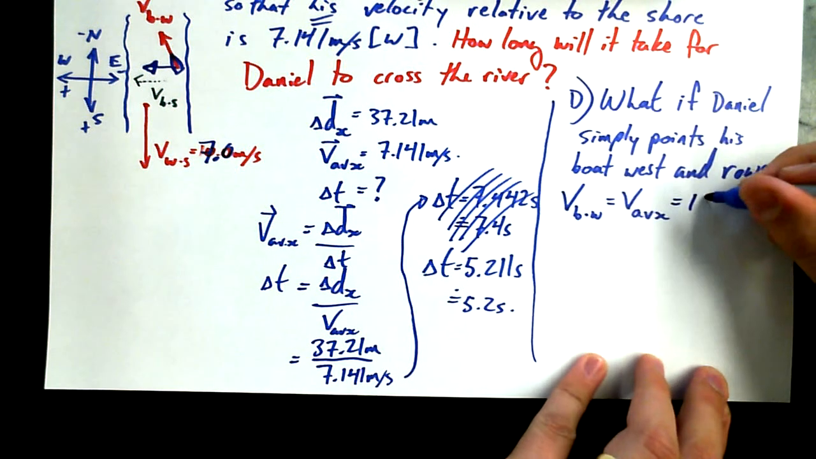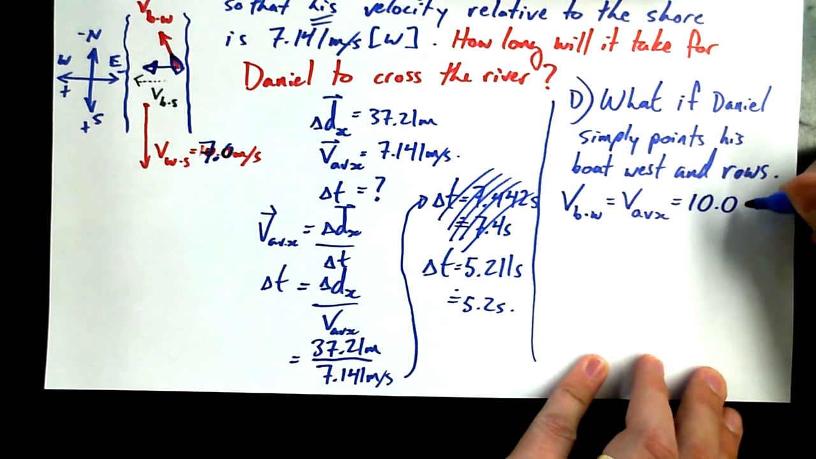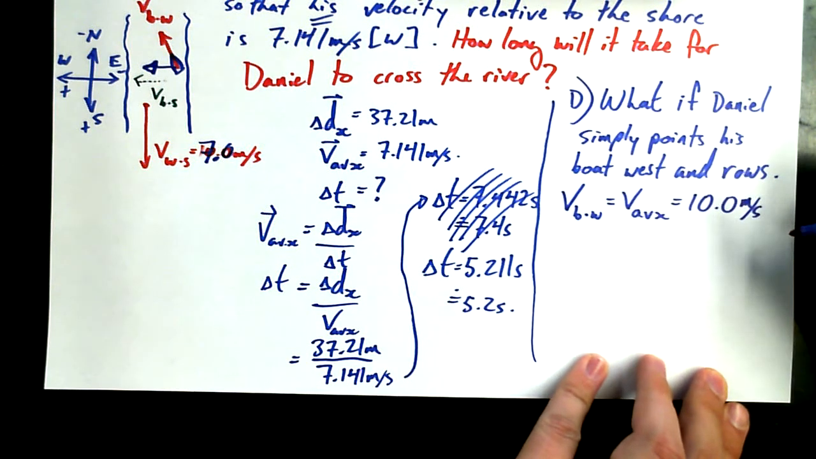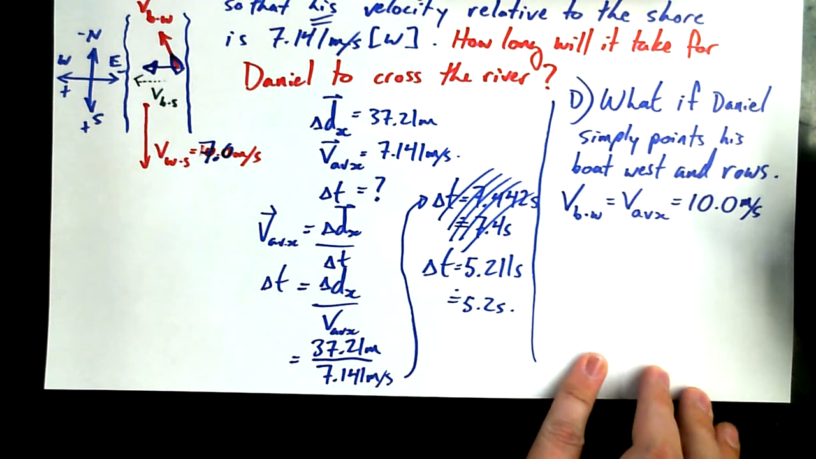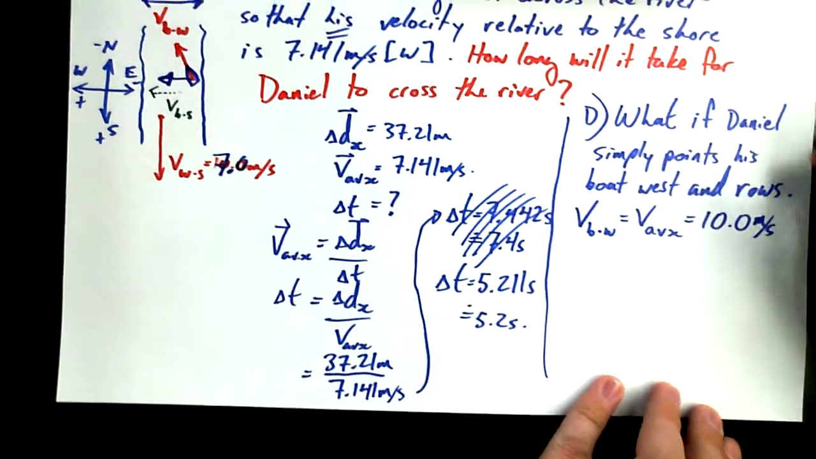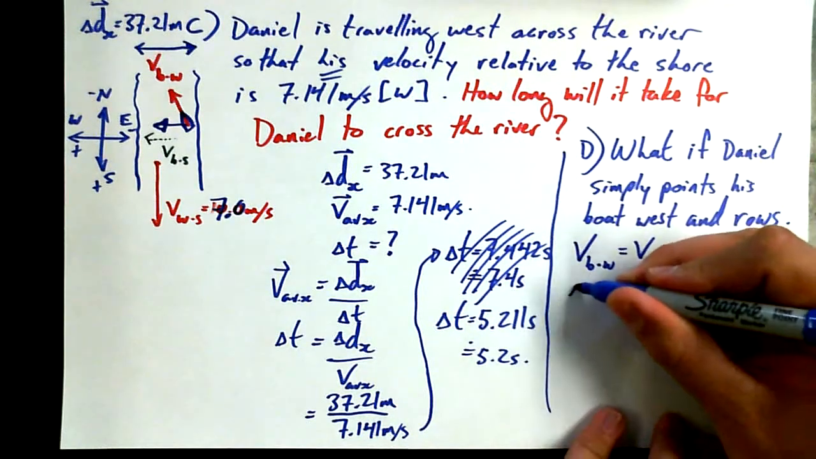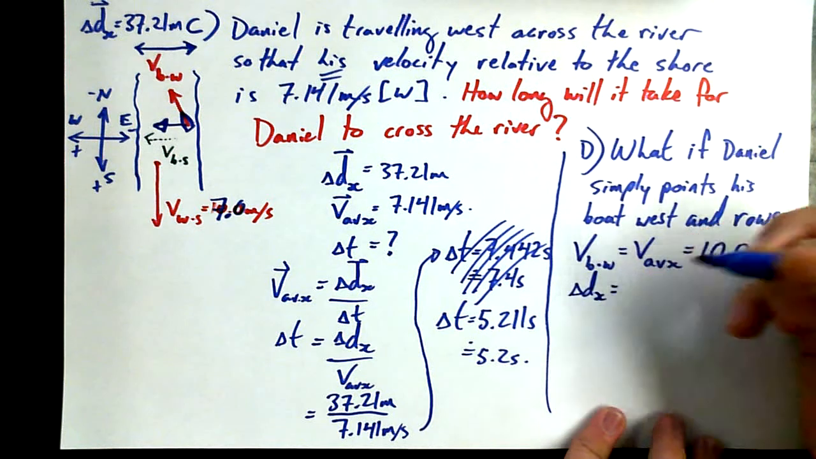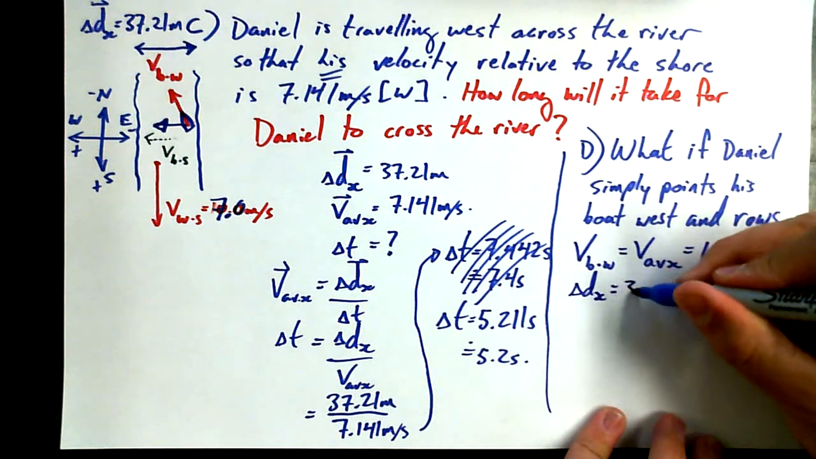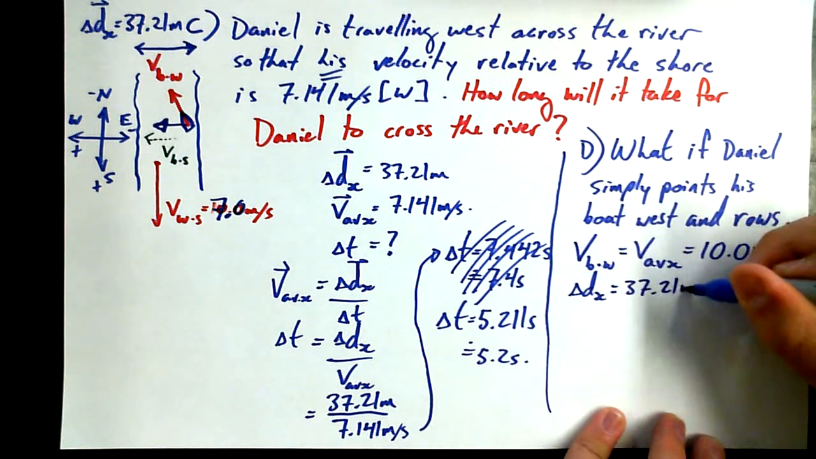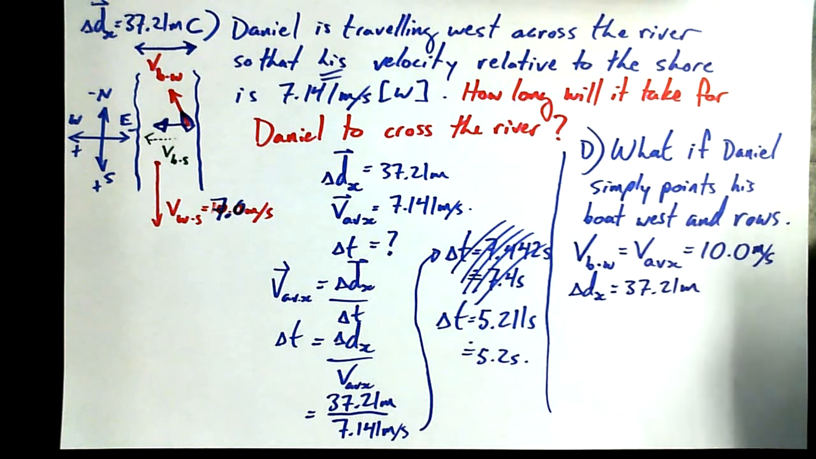And we're saying that Daniel can row at 10 meters per second west, or positive 10 meters per second. What's the displacement in the x direction? Delta dx, the width of the river, is 37.21 meters. What's the formula for calculating how long it takes for Daniel to cross this river now?